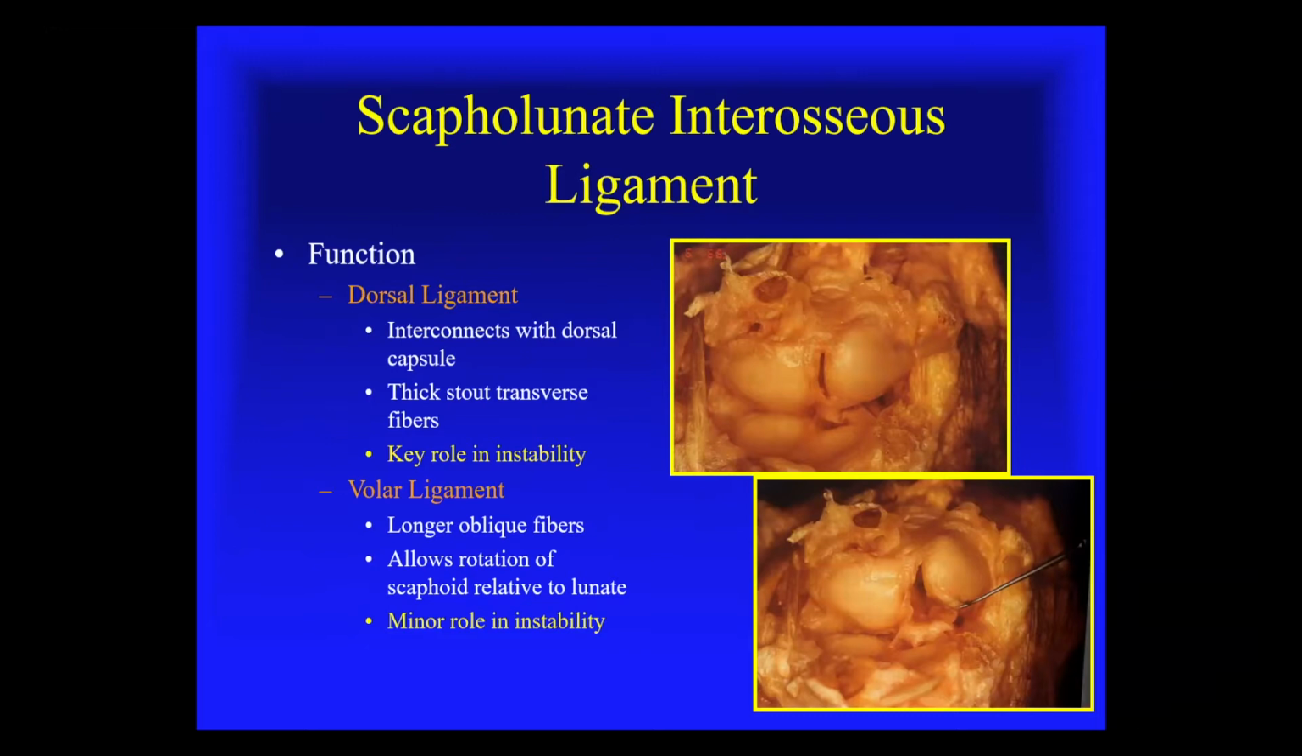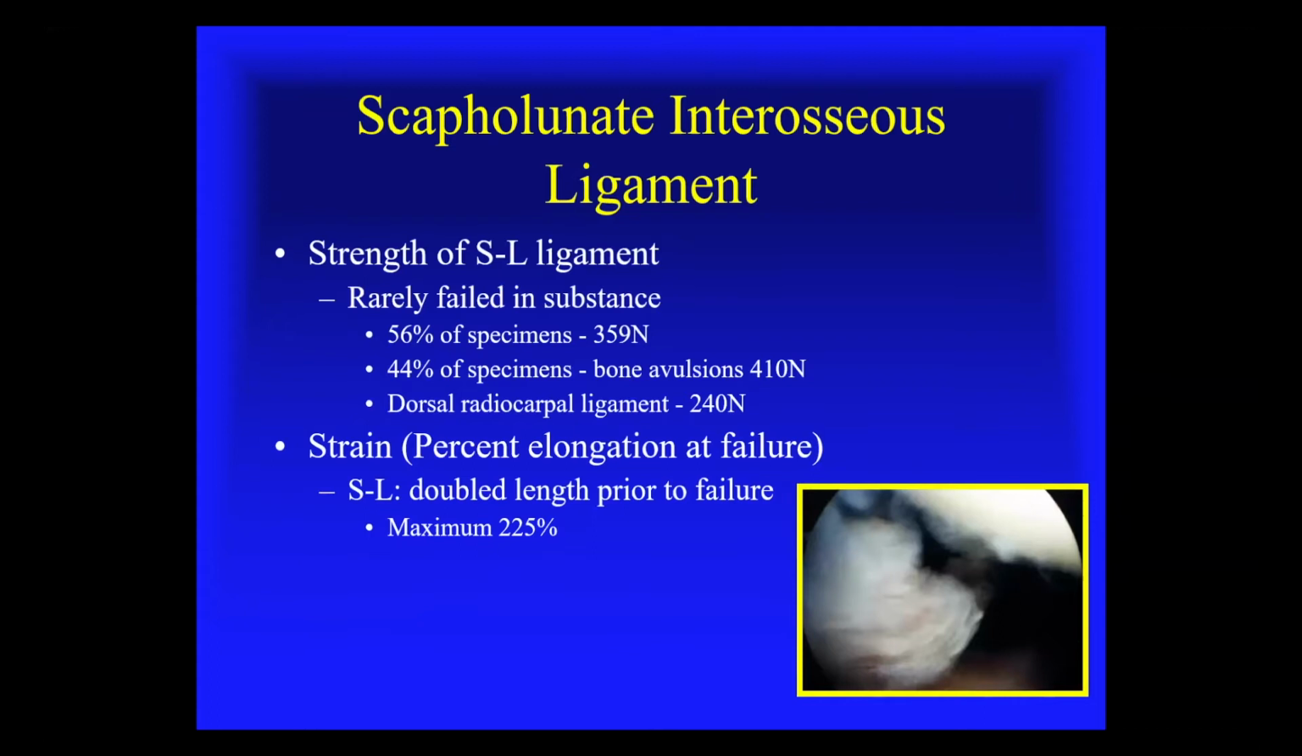The volar ligament's a little bit more oblique, and that allows the slight amount of rotation that occurs between the scaphoid and the lunate. And it's a very unusual ligament because it can stretch almost twice its length before it fails. And because of that, we see a spectrum of injury that can occur to this ligament. That's helpful for arthroscopy so we can see the spectrum of injury and try to decide what to do with that.